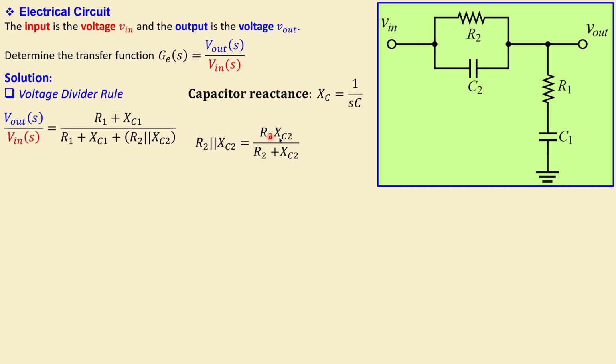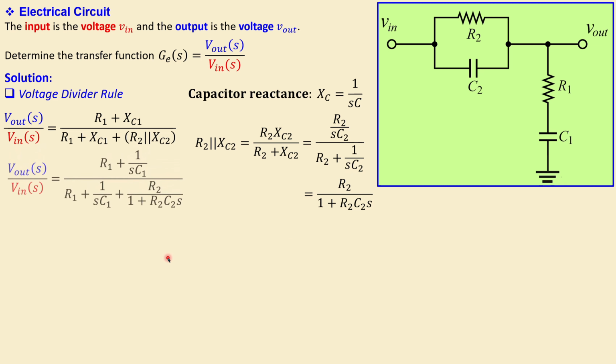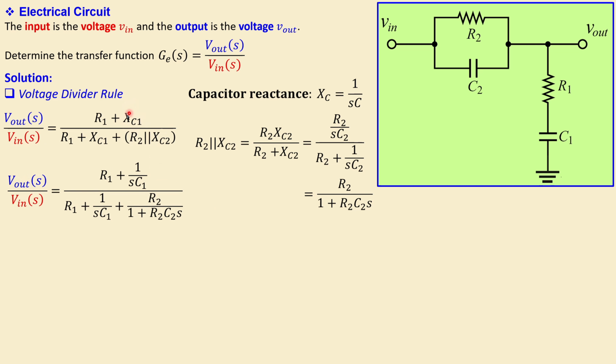I can write it in mathematical form: R2 times XC2 over R2 plus XC2. Now, if I substitute 1 over SC specifically for C2, I get this. If I work it out, multiplying the numerator and denominator by SC2, I get this one. This is a nice expression to substitute in here. We also substitute for XC1 the expression specifically for C1.